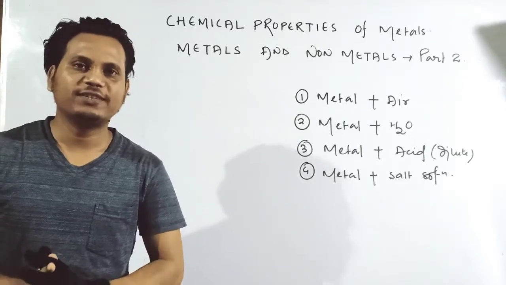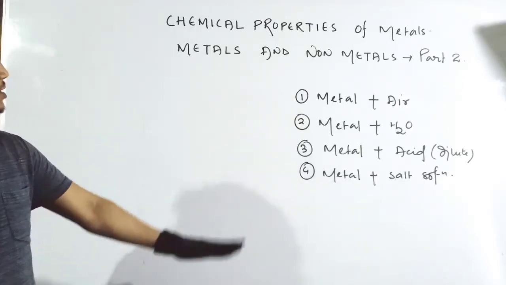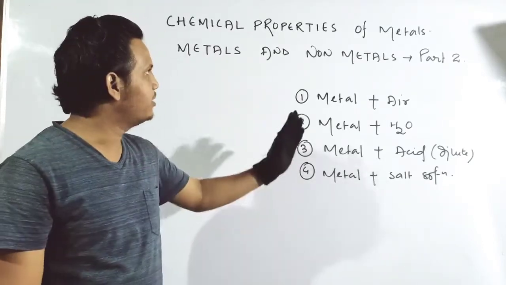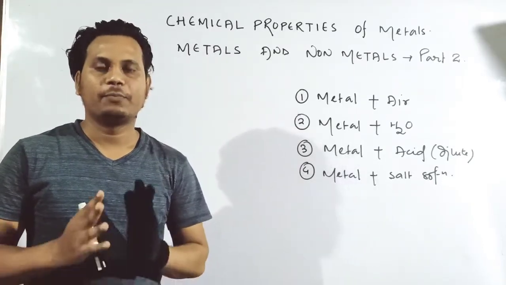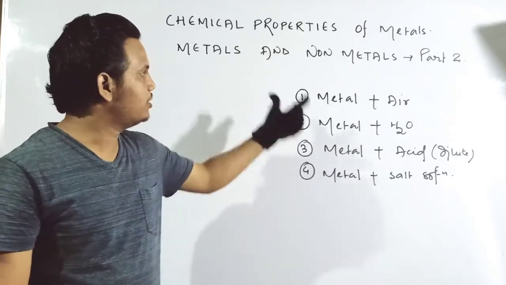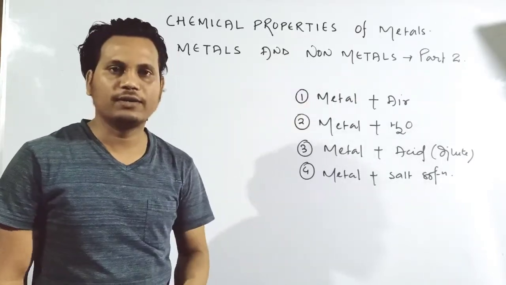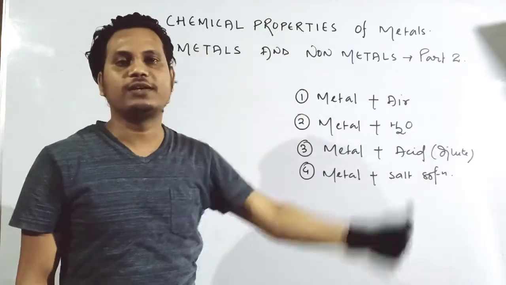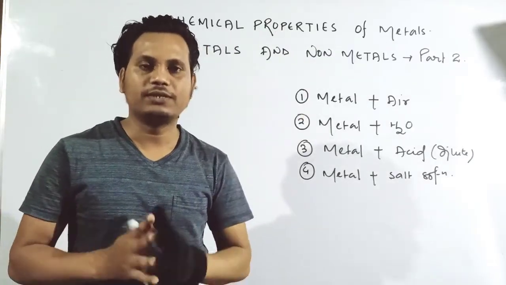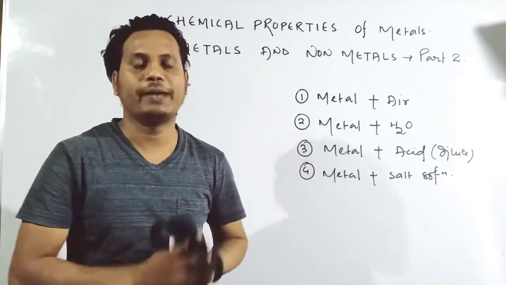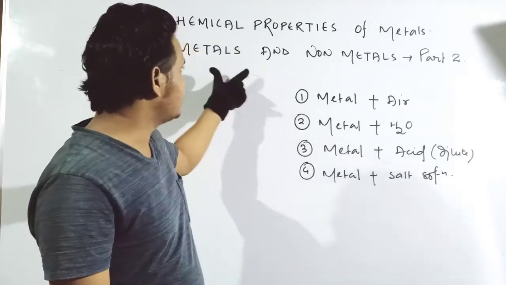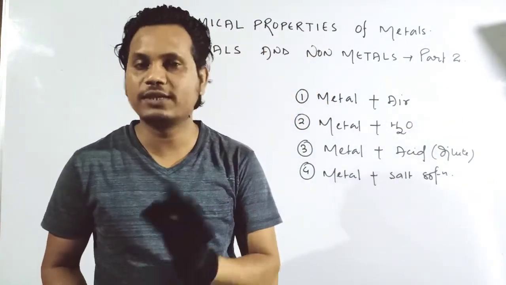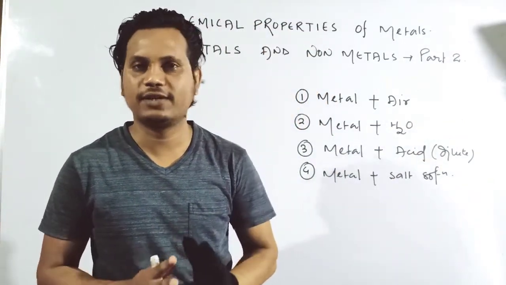Hello everyone. So today we will discuss the chemical properties of metals and non-metals. This is the second part, and in this part we will discuss chemical properties of metals, means reactions of metals. In Metals and Non-metals part 1, we have discussed the physical properties of metals and non-metals.